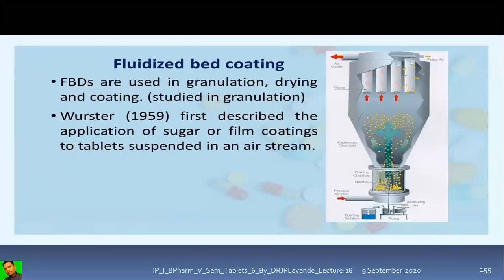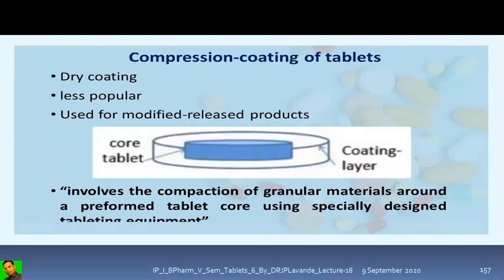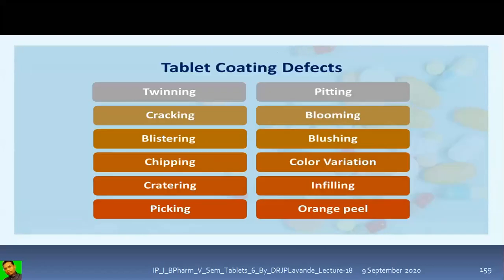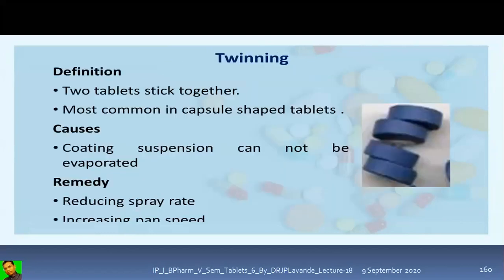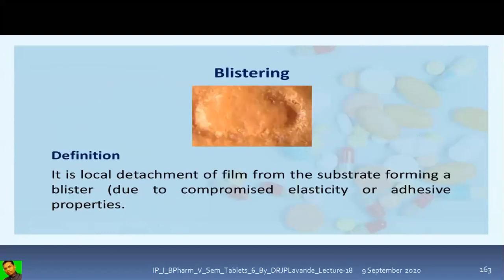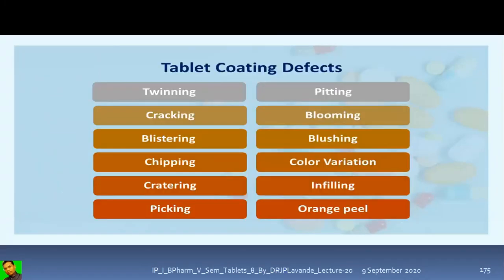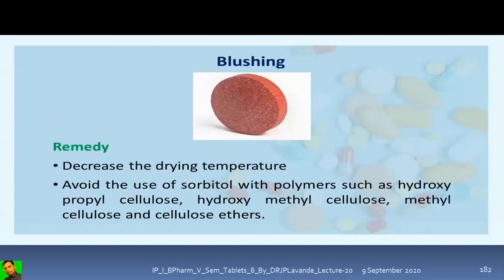Then the process by which we can go for the third kind of coating, which is the compression coating, where the tablet is compressed within the coating material, that is the tablet within the tablet. And further we saw the coatings. Coating is also associated with defects if it does not occur perfectly, that is the pinning, pitting, cracking, blooming, blistering, blushing, chipping, color variation, crackling, infilling, picking, and the orange peel. All the different details, their causes, their remedies, we saw in our subsequent lectures, right?